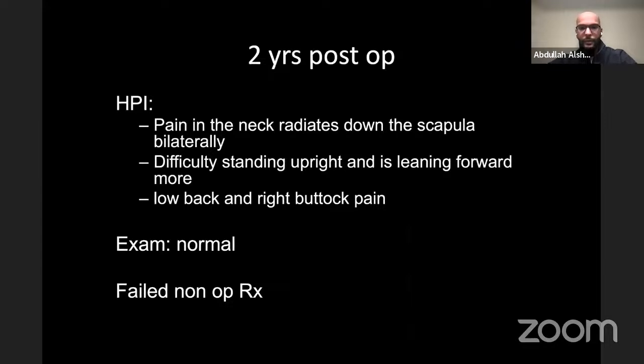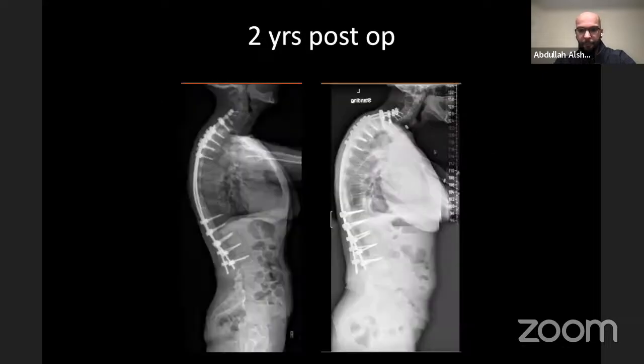So two years post-operative, she again presented to our clinic with pain in her neck, radiating down to the scapula bilaterally. Also, she has difficulty maintaining her posture standing upright, and now she's leaning more forward. And she had lower back pain and right buttock pain. Her exam's normal. And again, she failed non-operative treatment. And you can see her new X-ray on the right. She fractured through her previous hardware, and she had again proximal junctional failure.